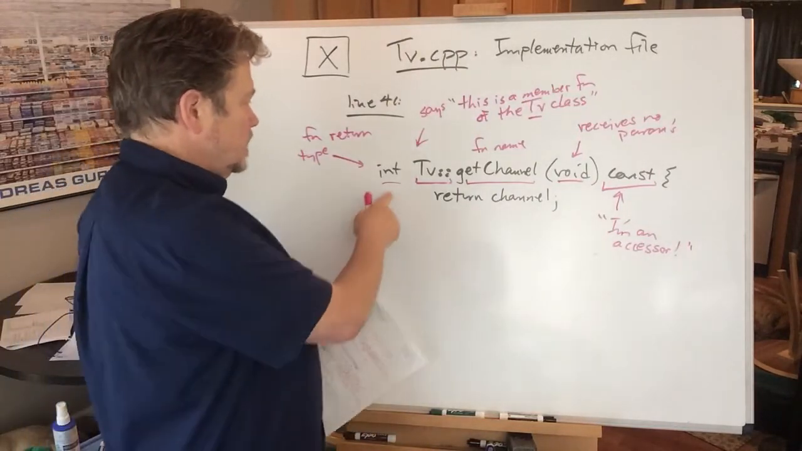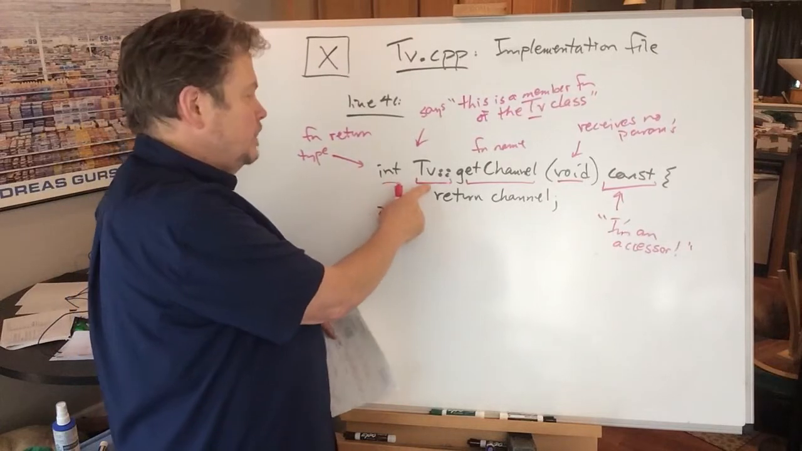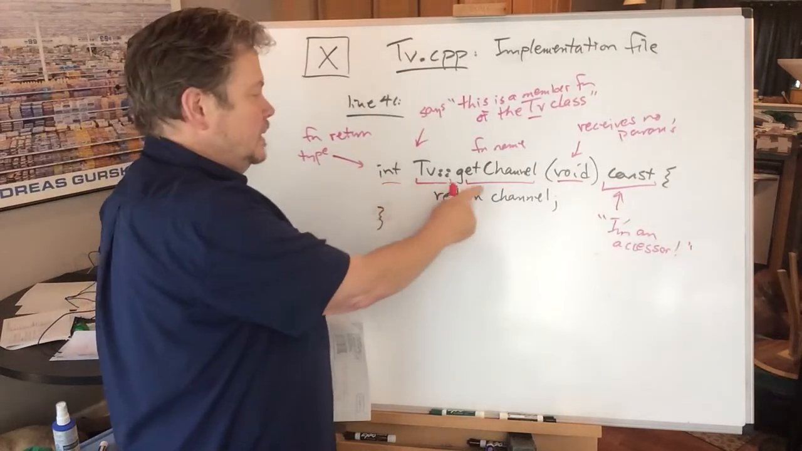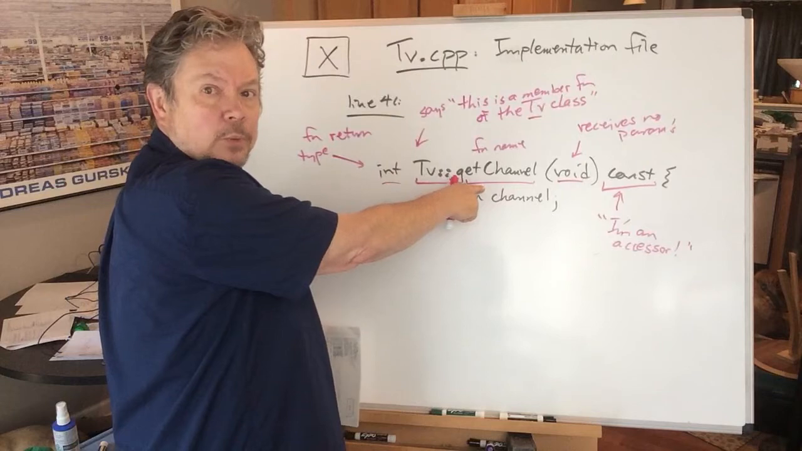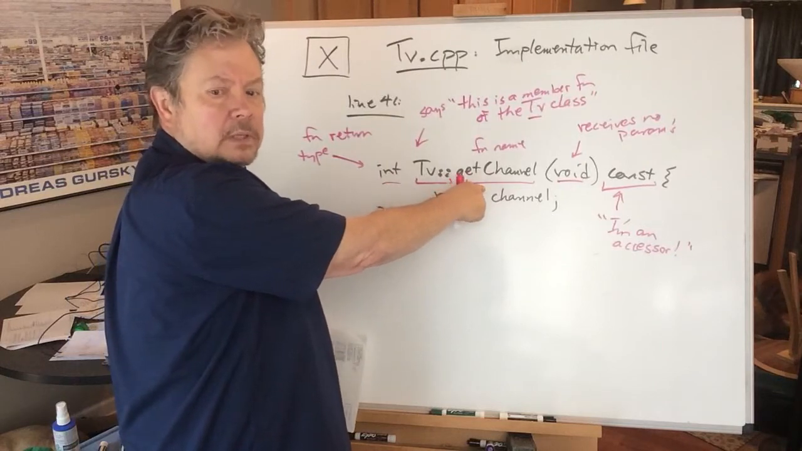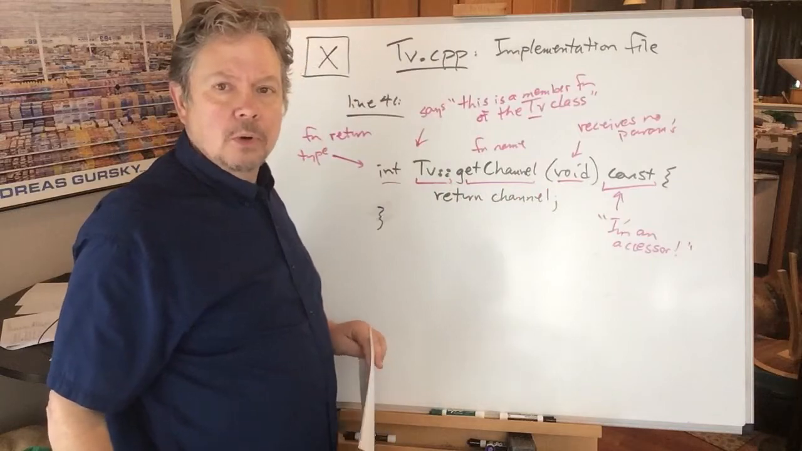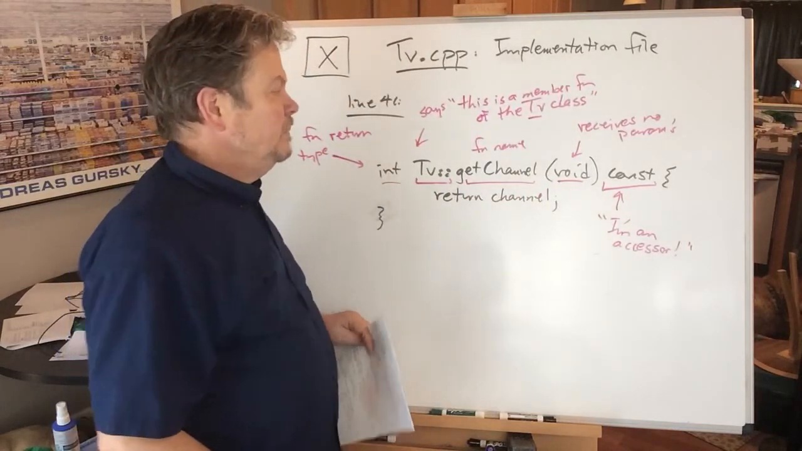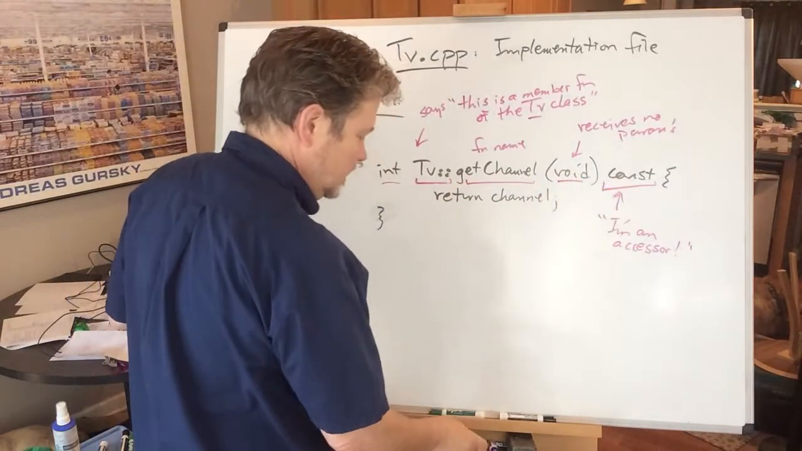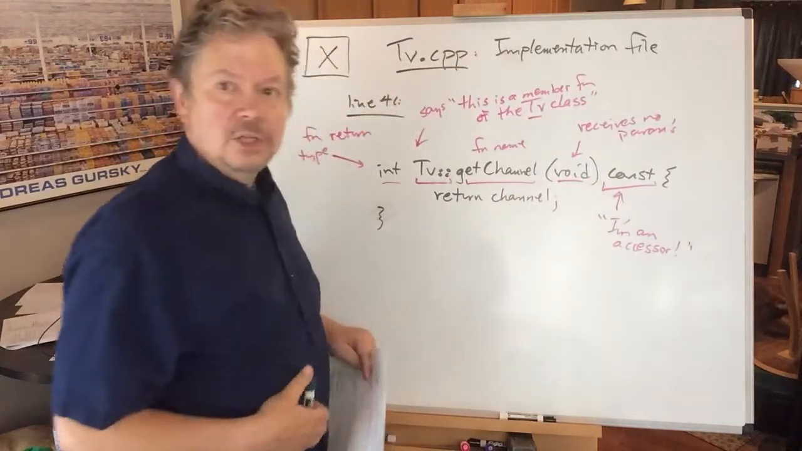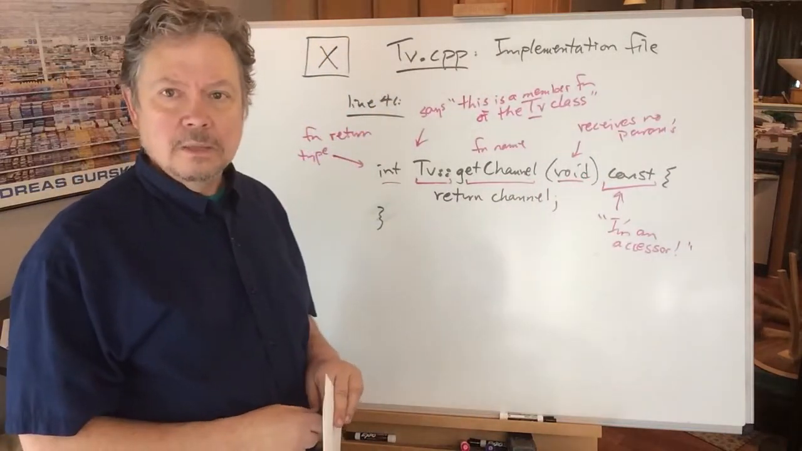All the pieces. It's going to return an integer. It's a member function of the TV class. Here's the function name. That's what the main program will have to use to call it on a specific TV object. It's not receiving any parameters from whoever calls it, the main program or whoever else might want to call it. And it can't change anything. It's const. Specifically, it can't change any of the private variables.